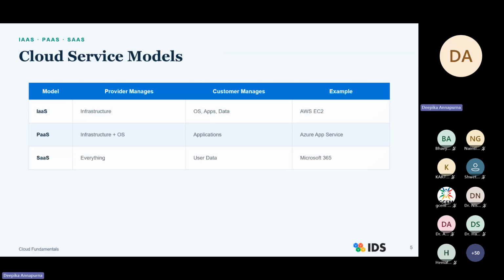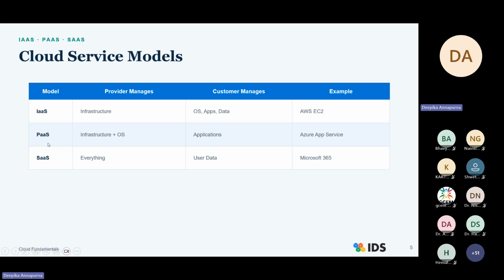So what are the cloud service models which we have? They are generally divided into three service models. The first one is infrastructure as a service. In this model, the cloud provider gives you the virtual machines, storage, and networking infrastructure. The customer can manage operating systems, apps, and data. One example is AWS, Amazon Web Services, EC2. You can manage the operating system, applications, and your data here.